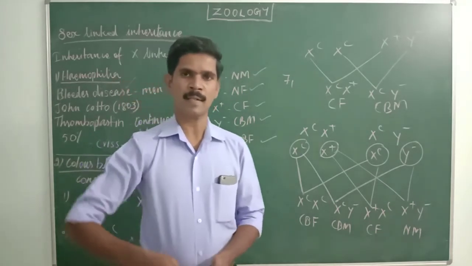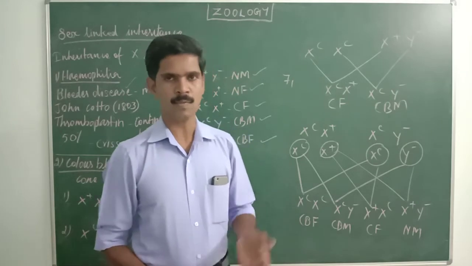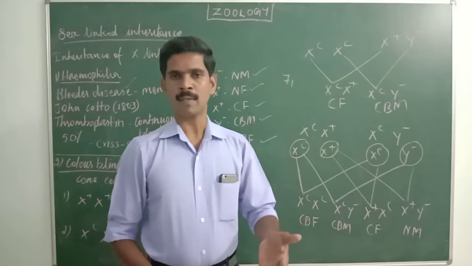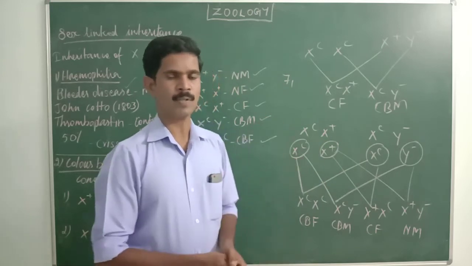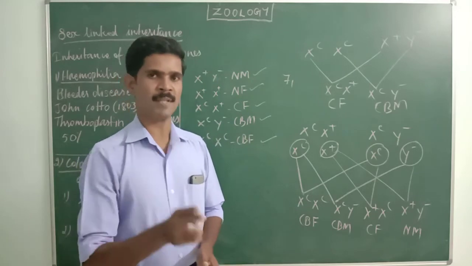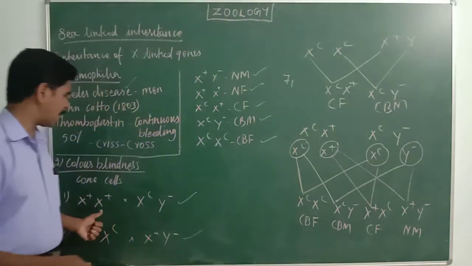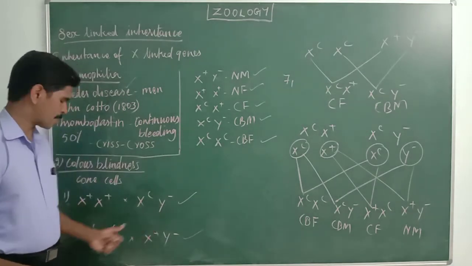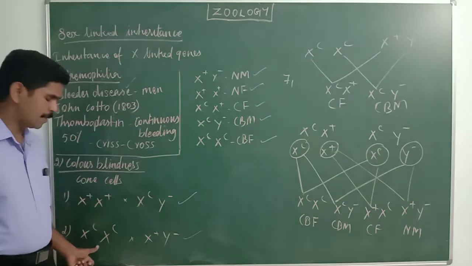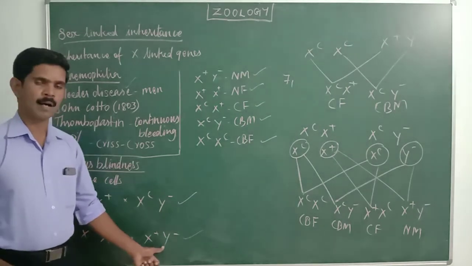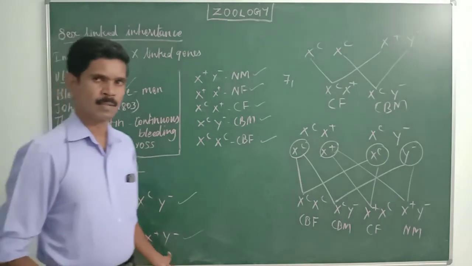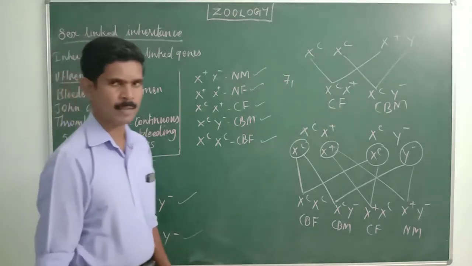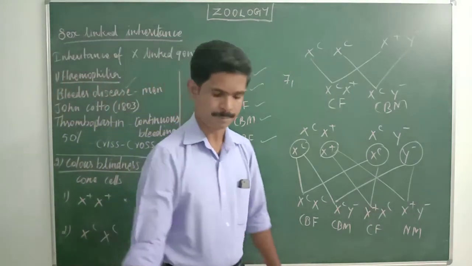So this disease, color blindness, is transferred from one generation to the next generation, from the father to son or father to daughter, from the mother to son or mother to daughter. It is transferred through two types of marriage. The first type is a marriage between a normal female and a colorblind male, and the second type is a marriage between a colorblind female and a normal male. So I hope you all understood this color blindness disease.